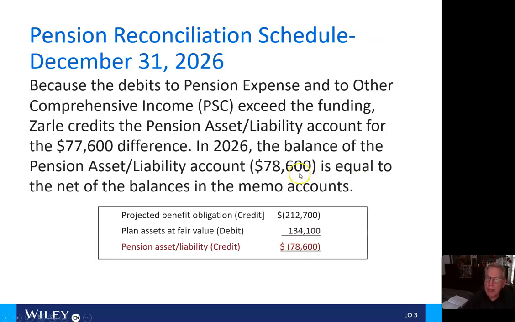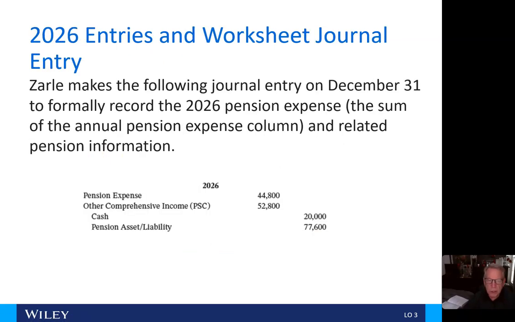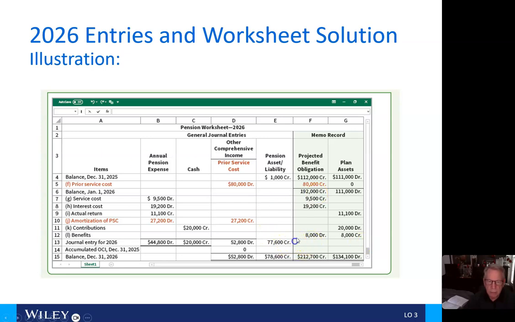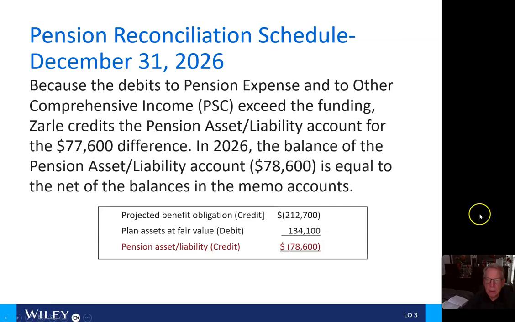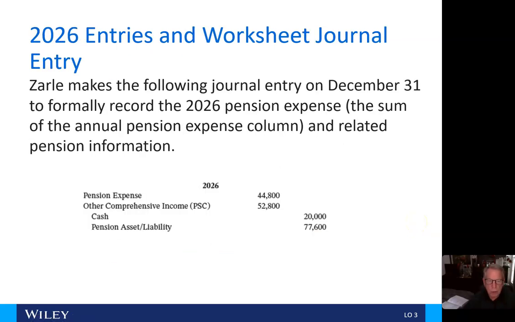Okay, so the pension reconciliation schedule at the end of 2026: because the debits to the pension expense and to other comprehensive income exceed the funding, Zarl credits the pension asset liability account for the 77,600 difference, which is shown here again. And then in 2026, the balance of the pension asset liability jumps $1,000 to $78,600, and it's equal to the net of the balances in the memo accounts, which are shown here.